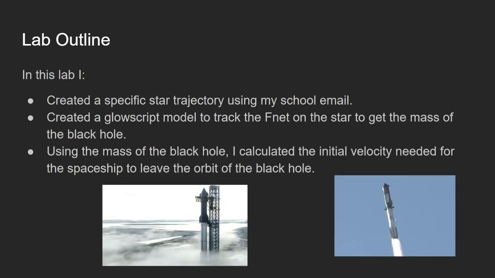So, in this lab, I created a specific star trajectory using my school email, and created a GlowScript model in Python to track the F net on the star, and we use this to get the mass of the black hole. Now, using the mass of the black hole, I can calculate, in the second part of the lab, the initial velocity needed for the spaceship to leave the orbit of the black hole. This is important. It needs to be fast enough to have enough escape velocity to leave the orbit, but also not crash into the black hole or crash into the planet that it's taken off from.